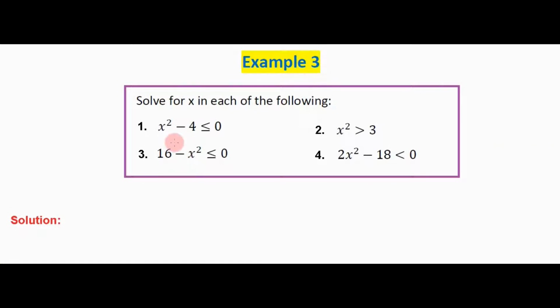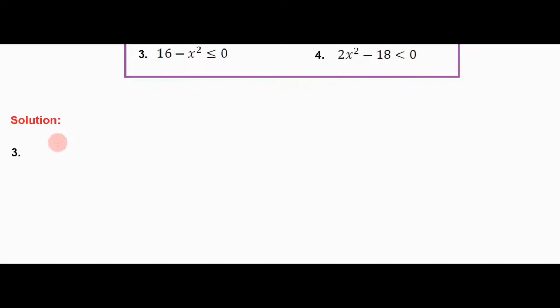Let's look at the third inequality. Here we have 16 minus x squared is less than or equal to 0. We're going to start by rewriting the order of the terms on the left-hand side. We always want to write the x squared term first. So it's going to be negative x squared plus 16 is less than or equal to 0. Then secondly, we always want a positive x squared coefficient. So we're going to multiply through by negative 1.